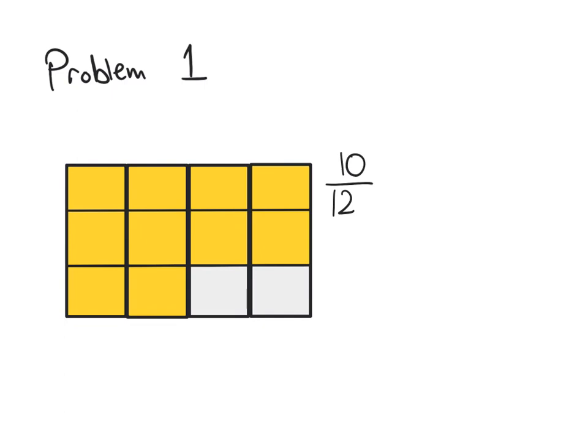Just like in Lesson 9, I'm looking to see if I can group my shaded and non-shaded regions into equal-sized groups. If I look at my non-shaded, I have these two that are right here, and it looks like I can group all of these into twos.